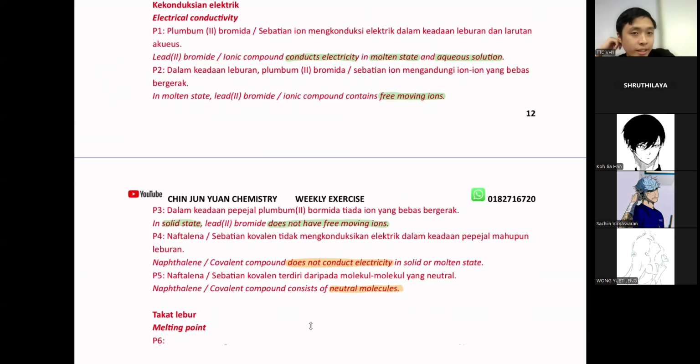Any question with this electrical conductivity? They might also want us in the exam. Okay, this type of question is also very popular.